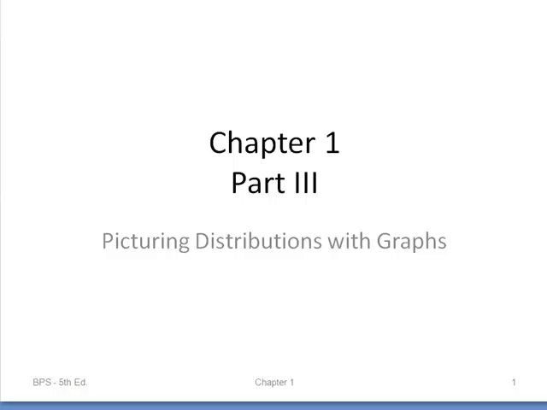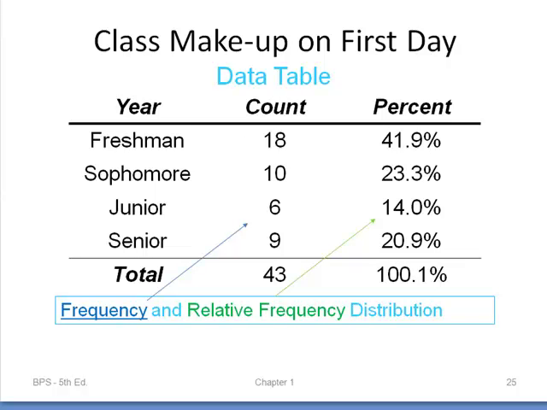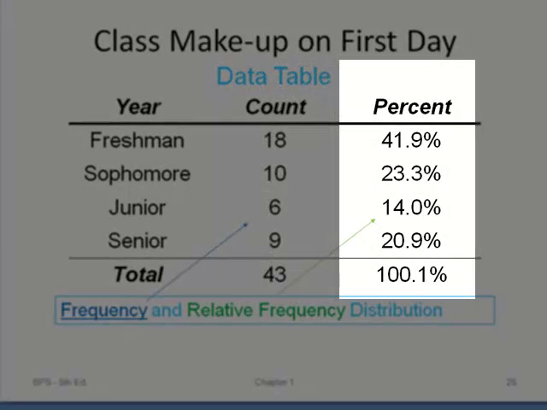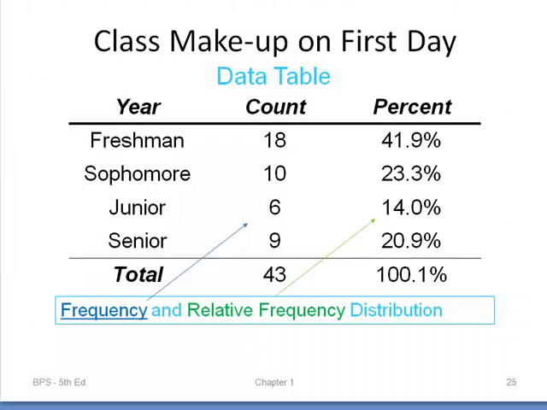Welcome back to Chapter 1, Part 3, Picturing Distributions with Graphs. We're going to continue on with showing how we can organize our data and display it in a meaningful way. So we're going to look at this example, the class makeup on the first day. It's a data table, a frequency table, and also it has the relative frequencies. So this is a relative frequency and frequency table.